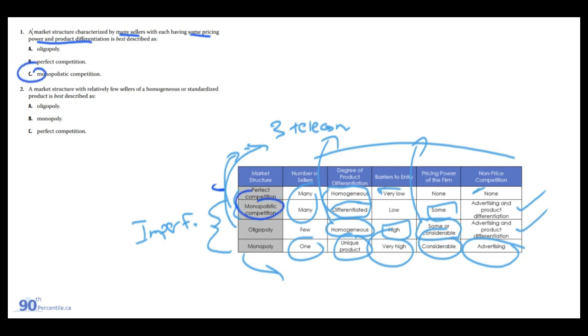Right away, quick note: as soon as you see many sellers, it's automatically not an oligopoly or monopoly. Question 2: a market structure with relatively few sellers of a homogeneous or standardized product is best described as... You could actually stop the sentence right where it says a few sellers, and you know it's going to be an oligopoly, which is pretty much a monopoly but with just 2 or 3 or 4 firms.